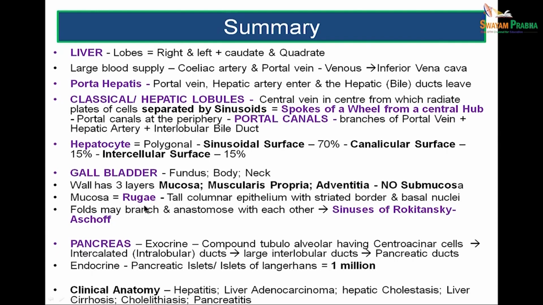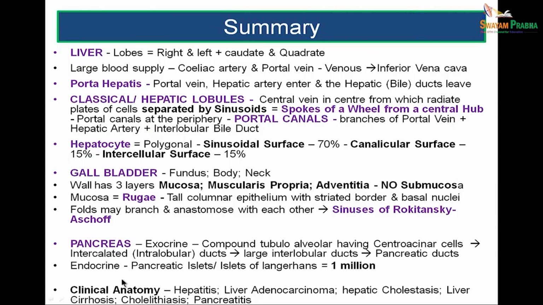The mucosa is thrown into rugae, with tall columnar epithelium with striated borders, basal nuclear cells with folds that may branch and anastomose giving you sinuses of Rokitansky-Aschoff. We also studied the pancreas, the exocrine part made up of acini having centroacinous cells draining into intercalated ducts, interlobular ducts and the pancreatic ducts. The endocrine part is made up of the islets of Langerhans, about 1 million in a pancreas, concentrated in the tail.